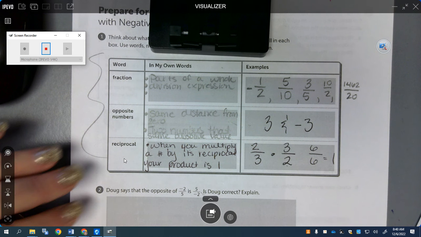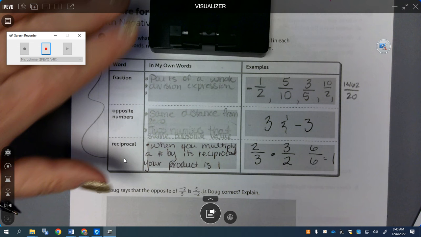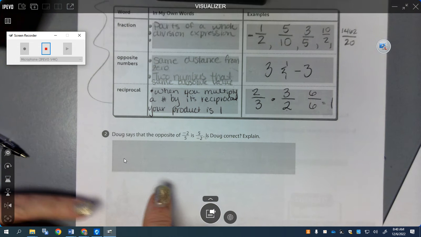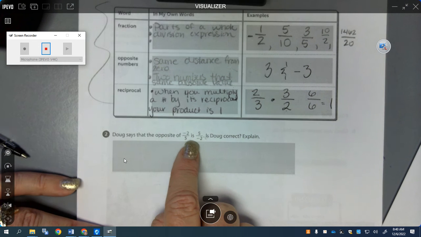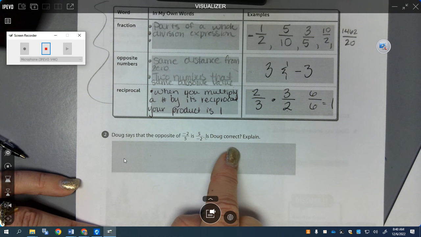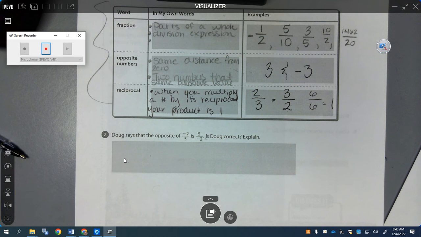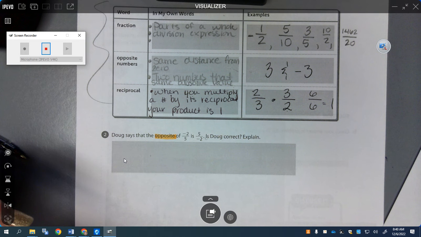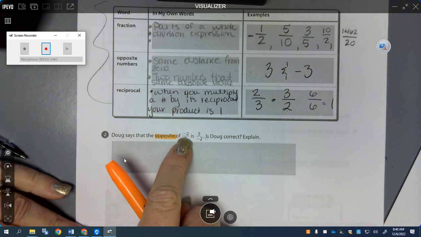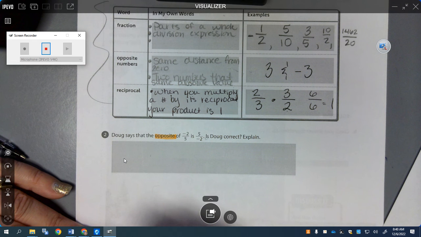Okay, so now what we had talked about earlier, I want you guys to look at number 2. Doug says the opposite of -2/5 is 5 over -2. Is Doug correct? Okay, so Doug says, this is the key term right here, the opposite of -2 over 5 is 5 over -2. Is he correct? Quickly, talk to your groups. Go.